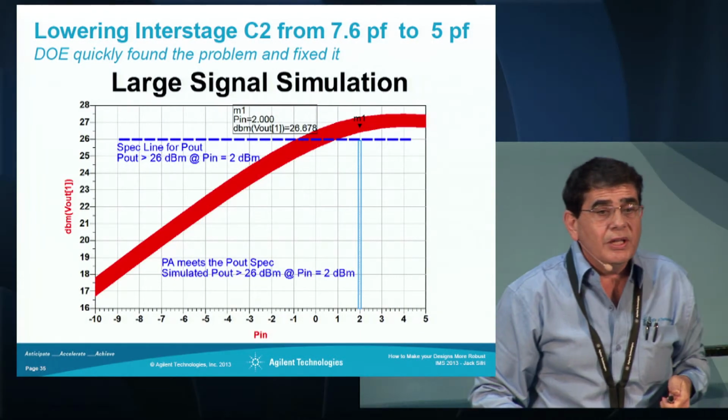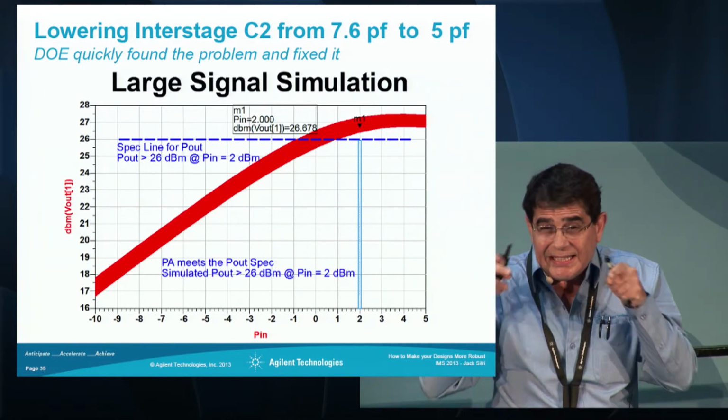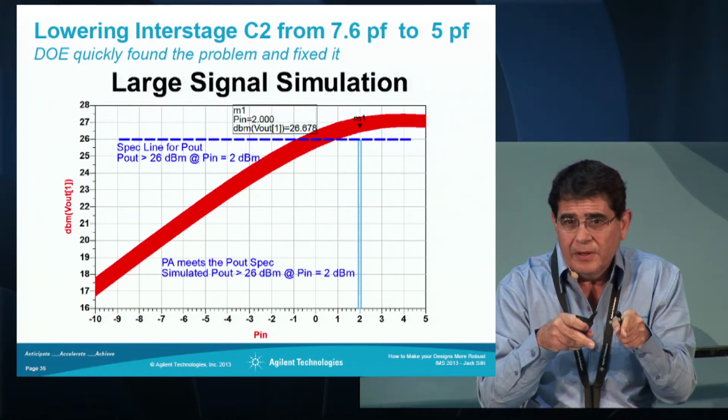So what I did, I took C2, I lowered the value, re-optimized my circuit, and I ran Monte Carlo yield analysis, and you can see the difference now. It solved the problem. I detected where the problem is.